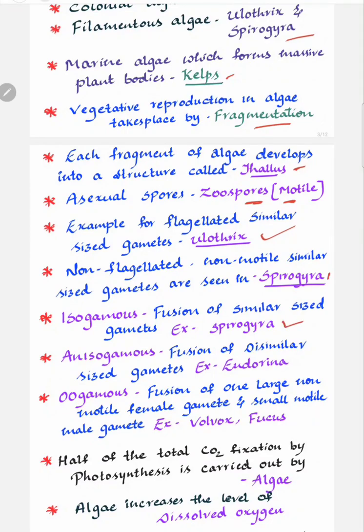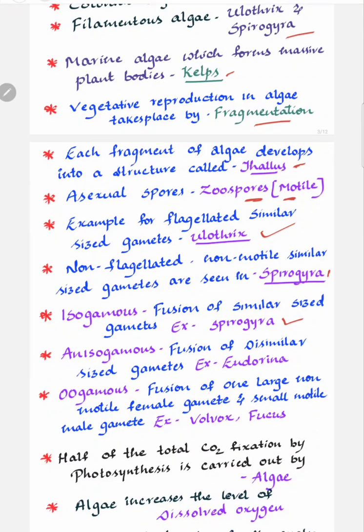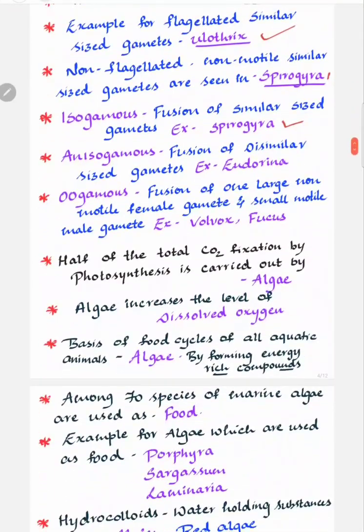Next, isogamous. It is a fusion of similar sized gametes. Example is Spirogyra. Anisogamous means it is the fusion of dissimilar sized gametes and an example is Eudorina. Next is oogamous. That means the fusion of one large non-motile female gamete and a small motile male gamete. And examples are Volvox and Fucus.